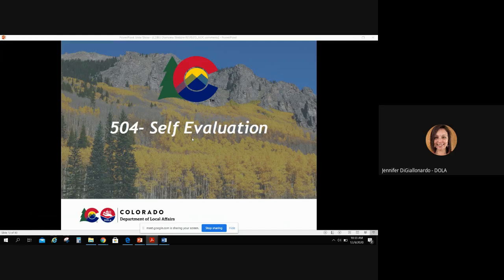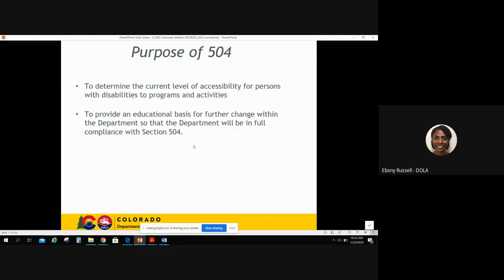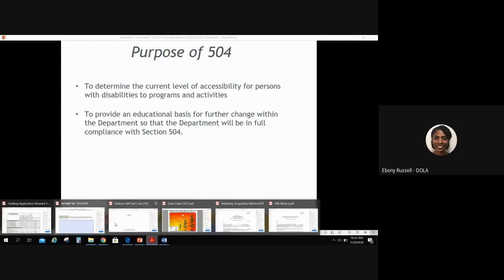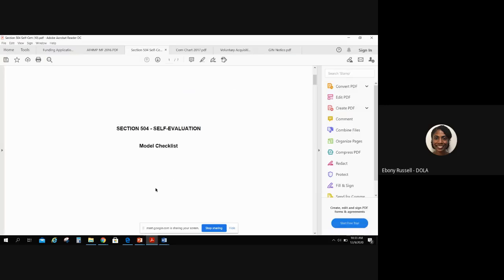Okay. Next, we're going to talk about the 504 self-evaluation. The purpose of this evaluation is to determine the current level of accessibilities for persons with disability to programs and activities, and to provide an educational basis for further change within the department, so the department will be in full compliance with Section 504. And just a couple of information points for Section 504.